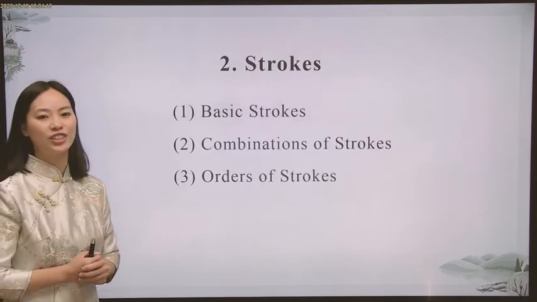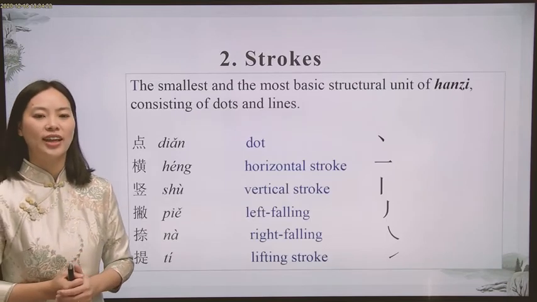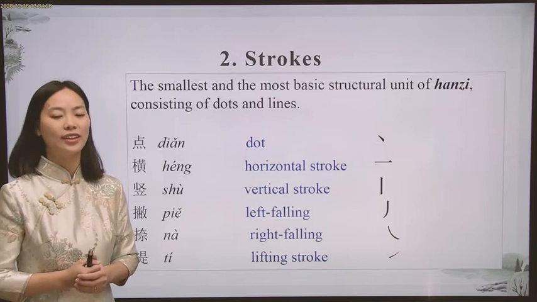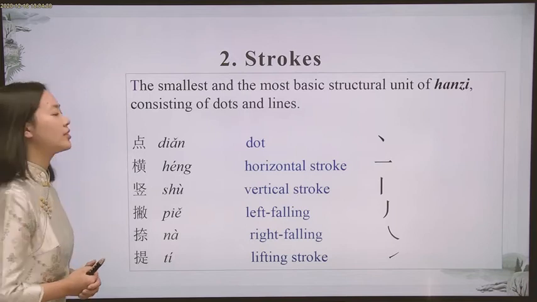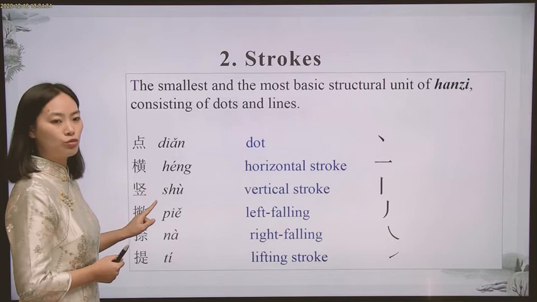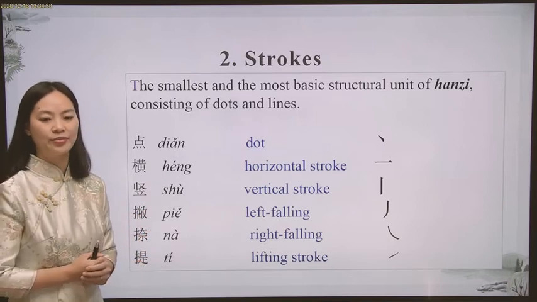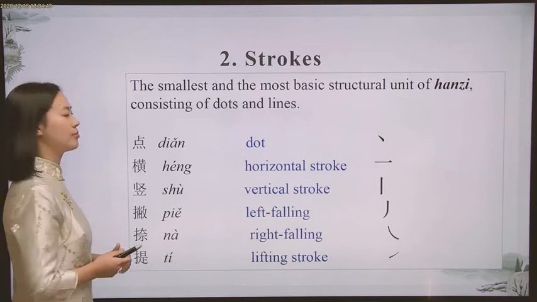2. Strokes. Strokes are the smallest and the most basic parts of Hanzi, consisting of dots and lines. There are 6 basic strokes, which are 点, 横, 竖, 撇, 捺, and 提. Now, please take your pen and let's write together.